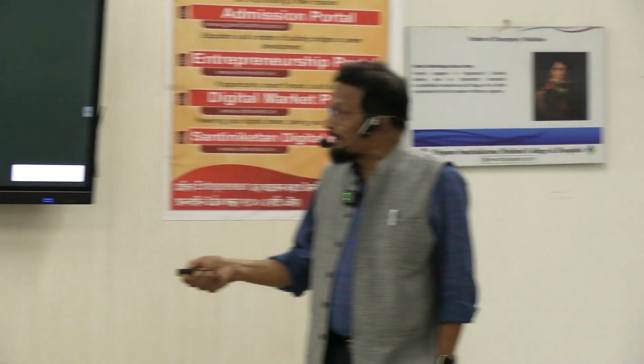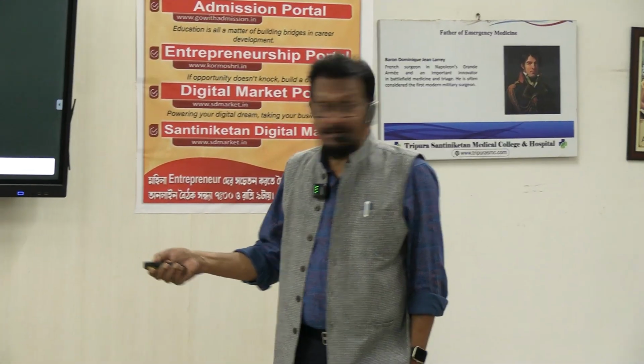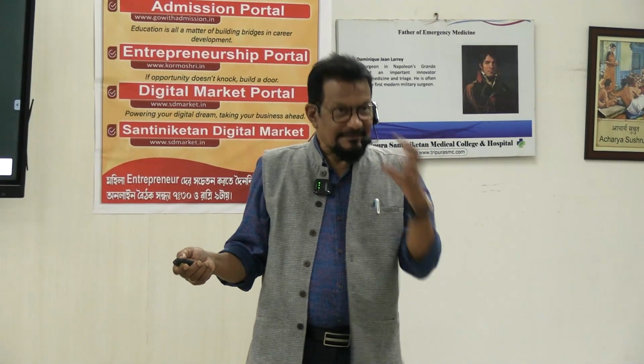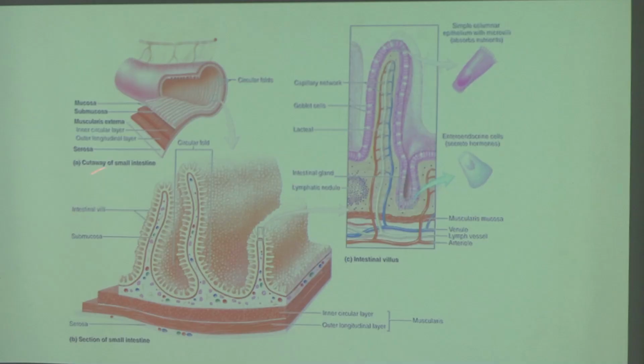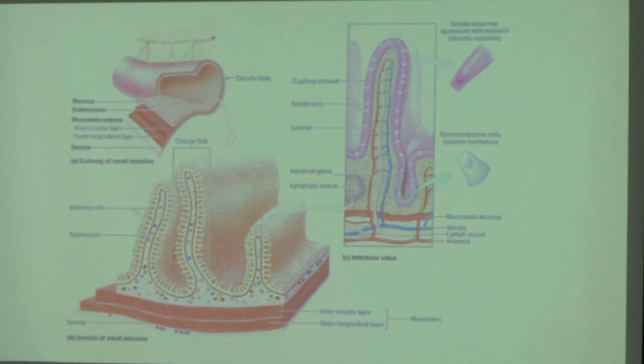So these are the villi, and here you will find some microvilli. The epithelial cells have microvilli. This has increased the surface area. Microvilli increased the surface area further.